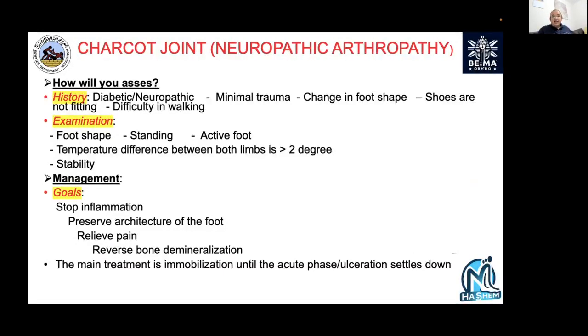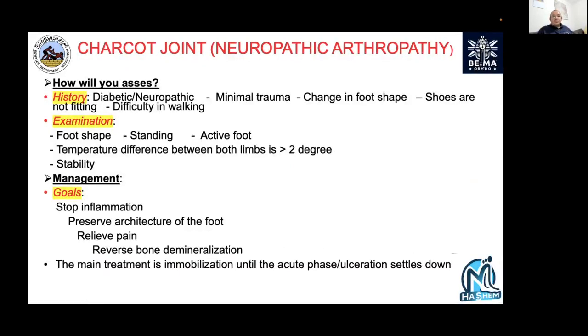If the Charcot is very early, all you need is to stop inflammation and maintain the foot in normal shape, and not allow the foot to deform. You can do this basically by relieving pain, with non-steroidals. There is some evidence about bisphosphonate, but the most important is either a total contact cast or rocker bottom shoes to maintain the shape of the foot.